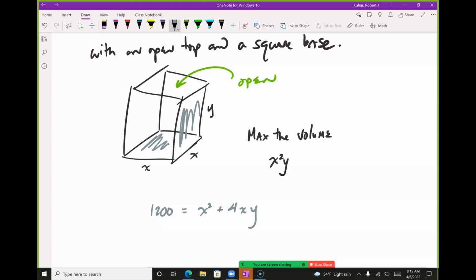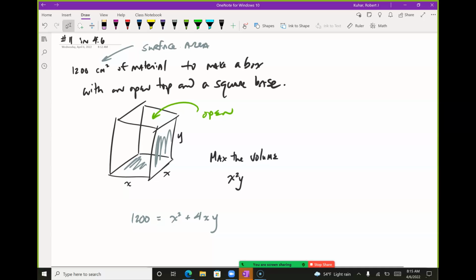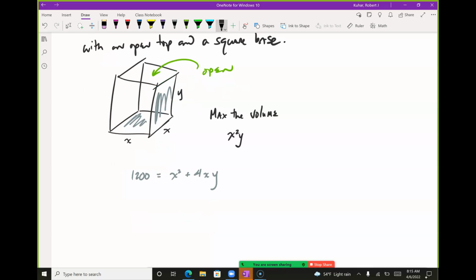So there it is. I have everything I need here now. I have an equation that I figured out from my picture, and I know what I'm trying to maximize, the volume. So that there's my expression. I need to create a function of x. And so what am I going to do? I'm going to solve for y in the first equation. So I get 4xy equals 1200 minus x squared, or y equals 1200 minus x squared over 4x. Is everybody with me?